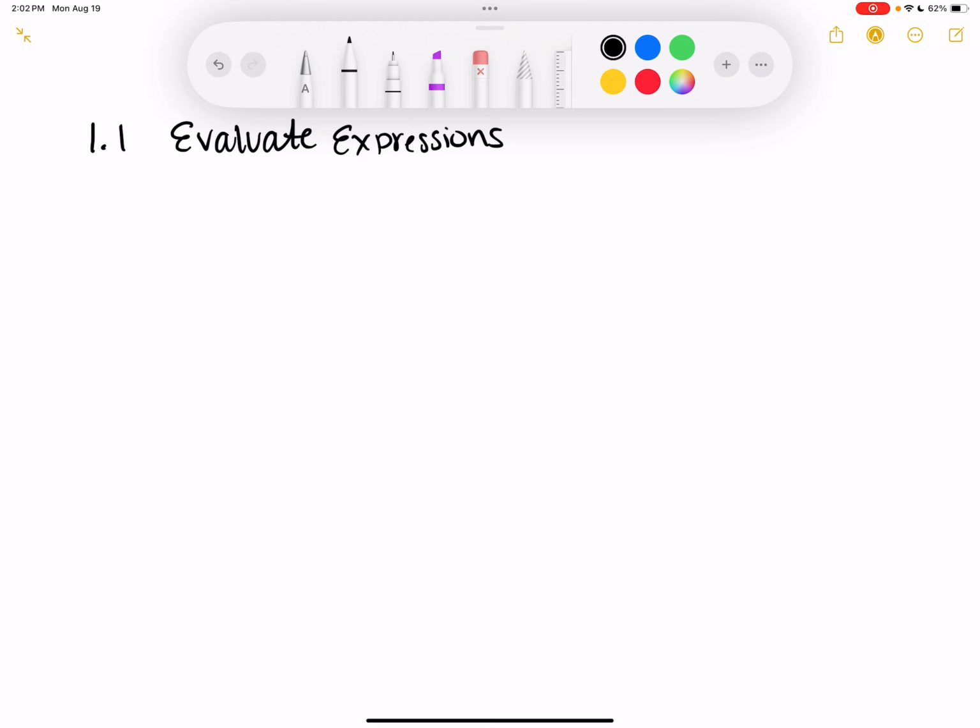All right, so a couple things about this, some definitions. We have a variable, and some of this is going to be review. Chapter 1 a lot of times is review in math books, so just be aware of that. But this is a letter used to represent one or more numbers.